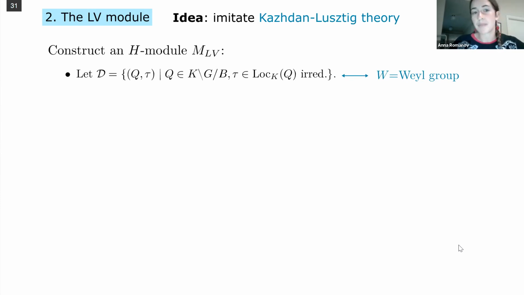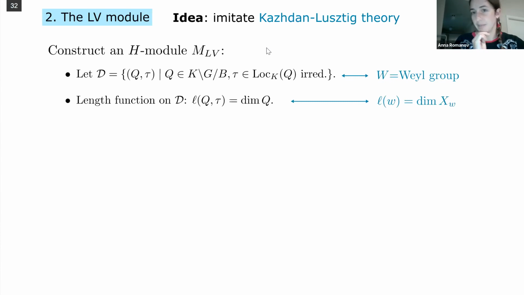And so here's how we'll build it. So we start with some set, which is going to parameterize a basis for our module. And this is the same thing that parameterizes our irreducible representations. So if we take pairs of a K orbit and a K-equivariant irreducible local system, this is going to be our parameterizing set. And we should think about this as playing the same role as the Weyl group in classical Kazhdan-Lusztig theory, which also gives us a parameterizing set for the basis of the Hecke algebra.